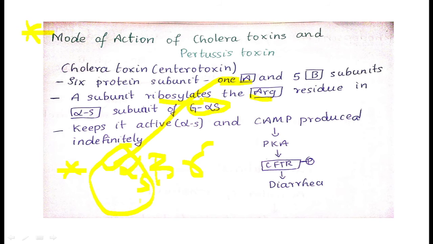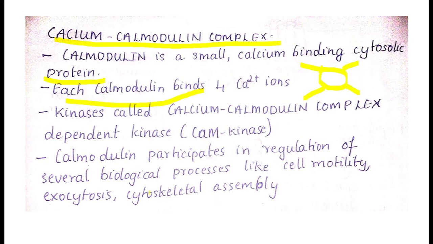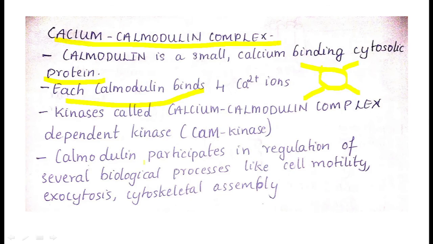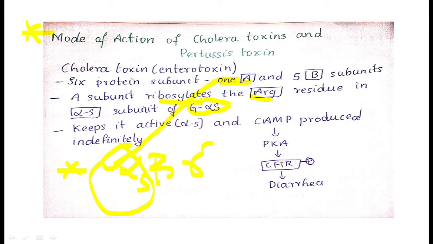We have studied this here, right? It is going to activate protein kinase A. Now that activated protein kinase A is going to phosphorylate your CFTR. What is CFTR? Cystic fibrosis transmembrane receptor. It will be phosphorylated and all your CFTR channels will be open, and hence it results in diarrhea. This slide you study, it's very, very important. Questions will be asked both in part B as well as part C.